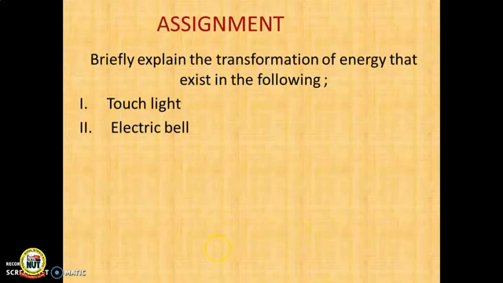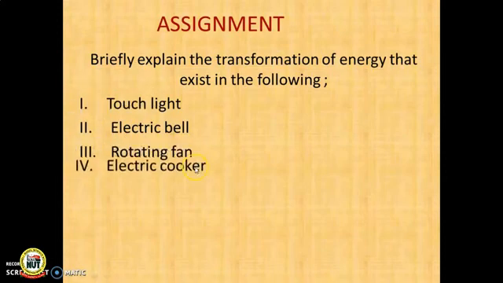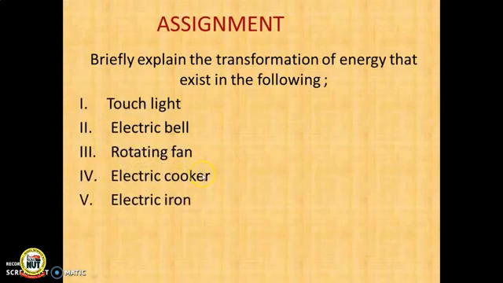You have the same thing here. You are going to explain the transformation of energy that exists in the torchlight. Likewise, the one that exists in the electric bell, the one in the rotating fan, the one in the electric cooker, and the one in the electric iron.